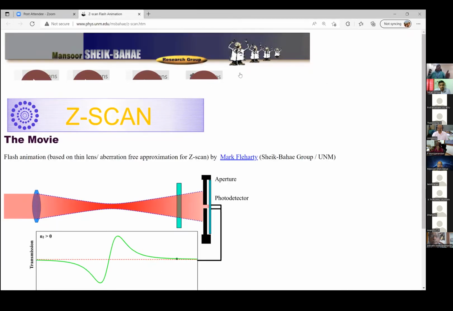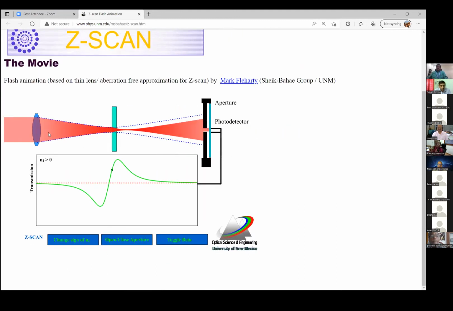This is an animation that a student of mine made, and what I am showing here is the transmission through the aperture in the lower graph. As you scan the sample, here I'm assuming a positive nonlinearity. As you get closer to the focus, the beam focuses in the near field, but in the far field it diverges, and hence the intensity decreases. That becomes a reduction of the transmission through the pinhole.